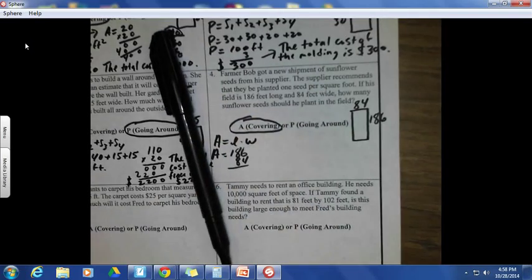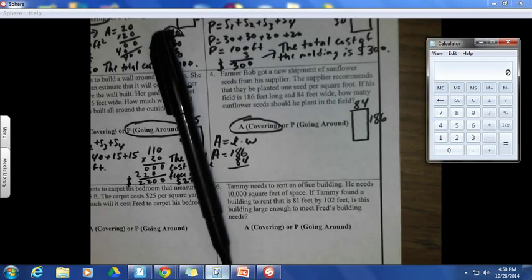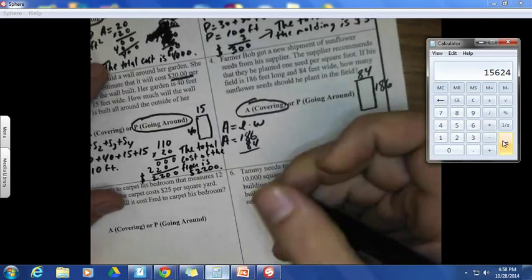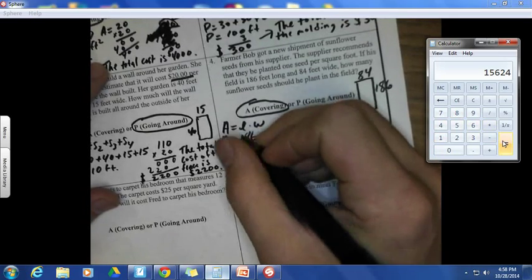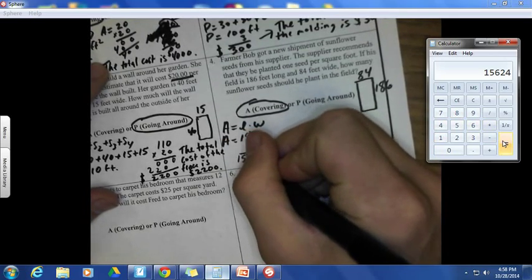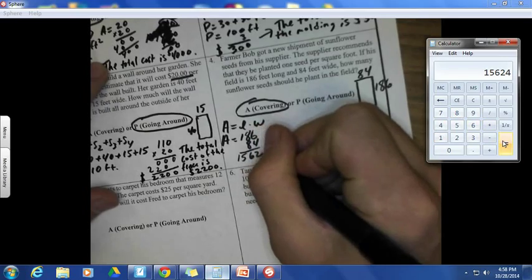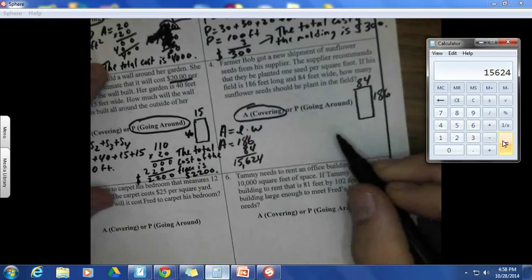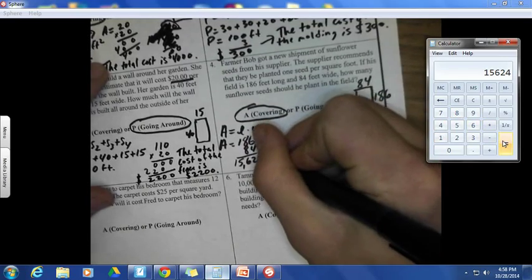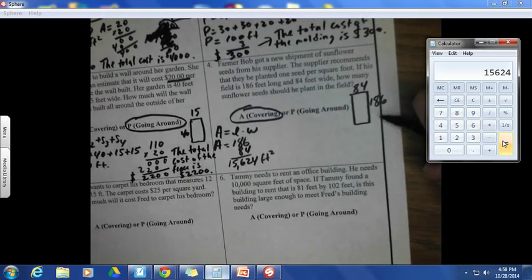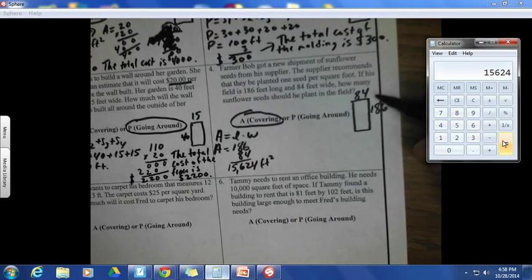And I think that I'll use a calculator here, because these are kind of big numbers and I'm running out of space. 186 times 84 is going to give me 15,624 square feet. That's a big plot of land. That's a whole farm. It's a field.